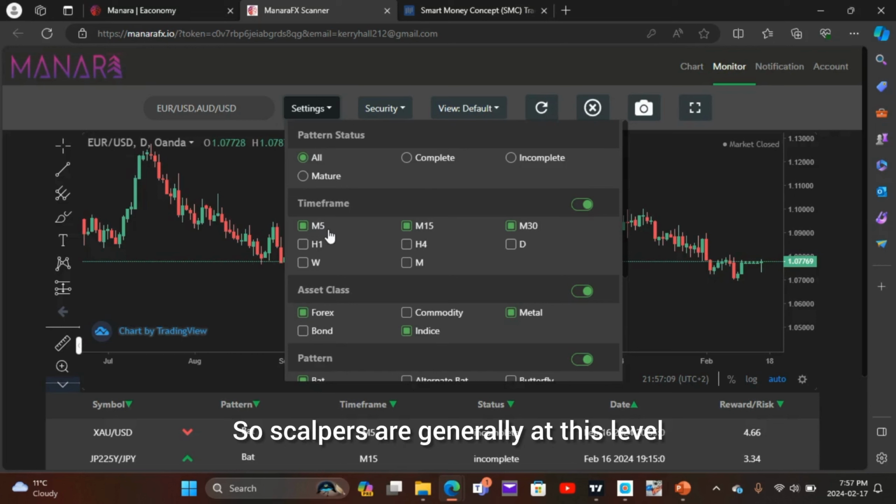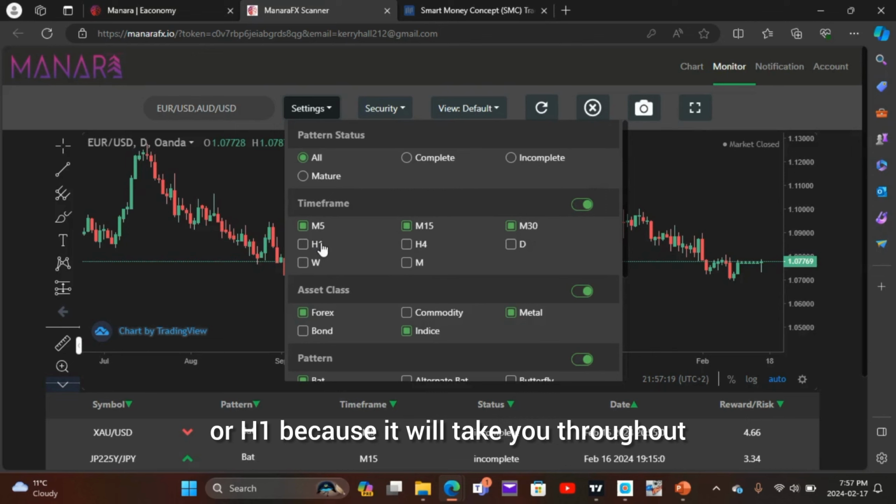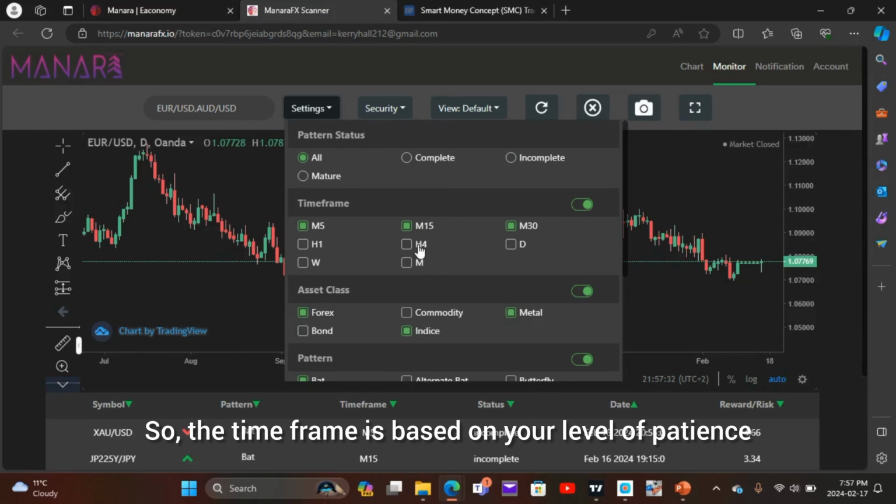So scalpers are generally at this level or time frame. If you're an intraday trader, then you want to go for either M30 or H1, because it will take you throughout the day to actually hit profits. If you're a swing trader or a position trader, you want to go for the daily, the weekly, the monthly, or even sometimes the H4.